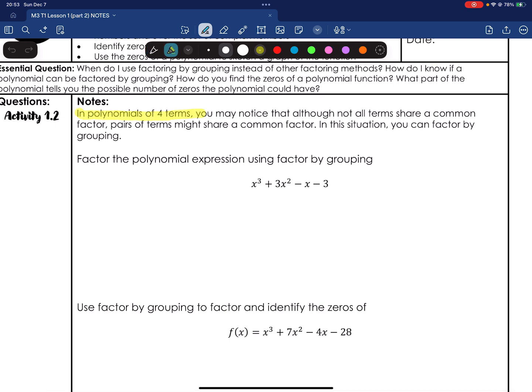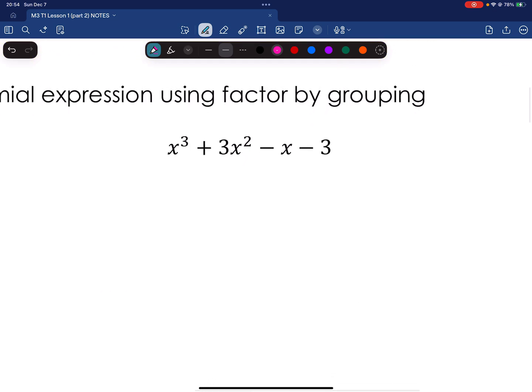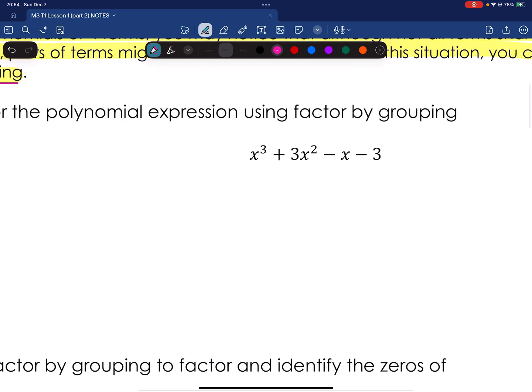In a polynomial of 4 terms, you may notice that although not all the terms share a common factor, a pair of the terms may share a common factor. In this situation, you can factor by grouping. So our new method that we're going to use is factor by grouping. And this typically occurs when you have 4 terms. So factor the polynomial expression by using factor by grouping.